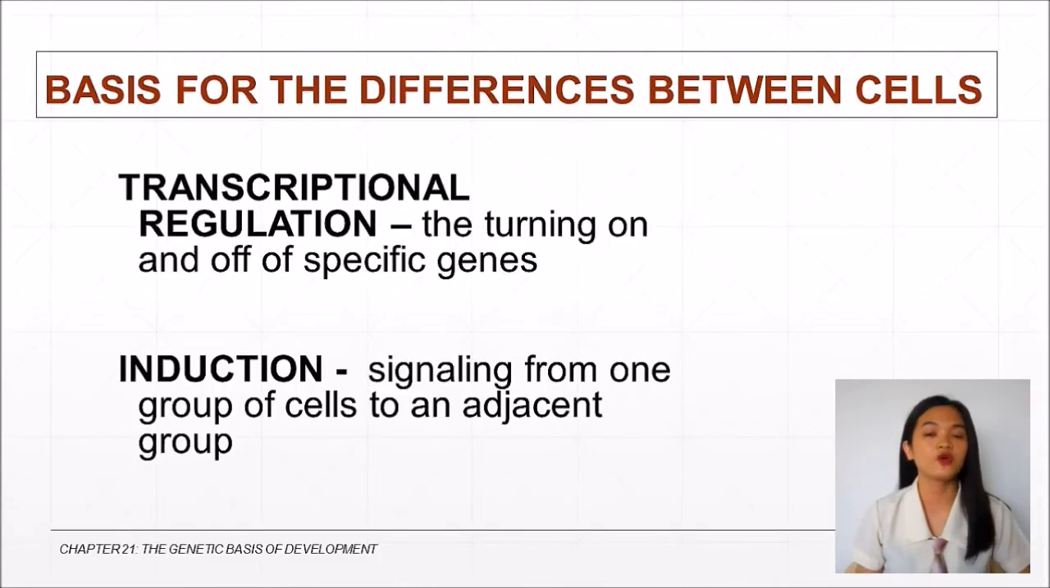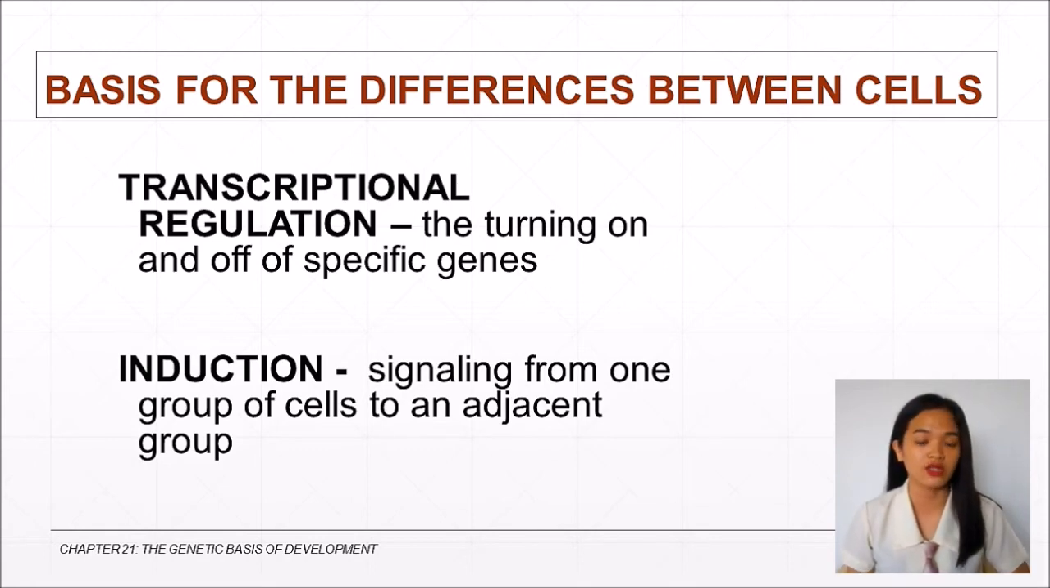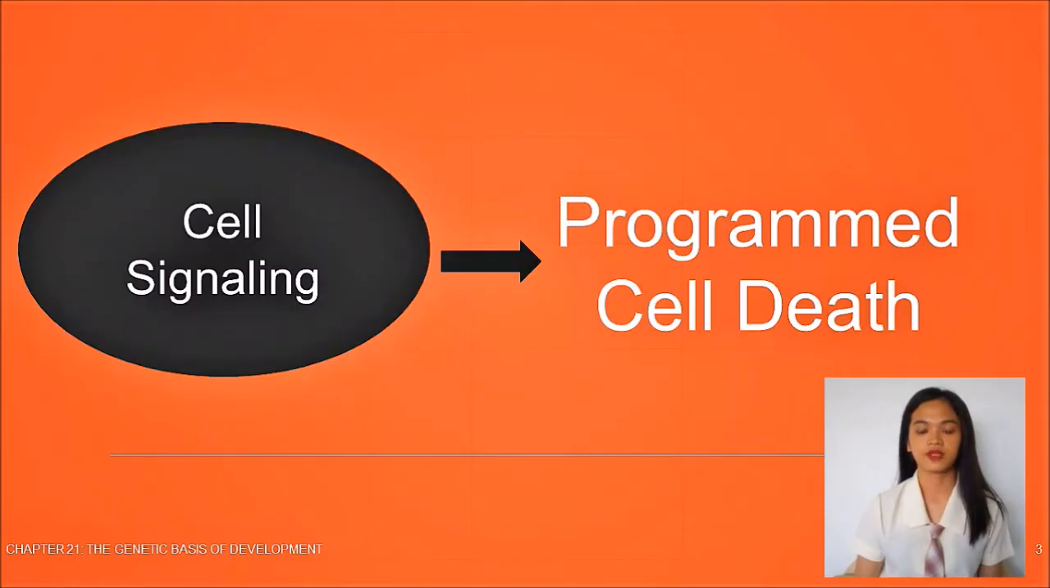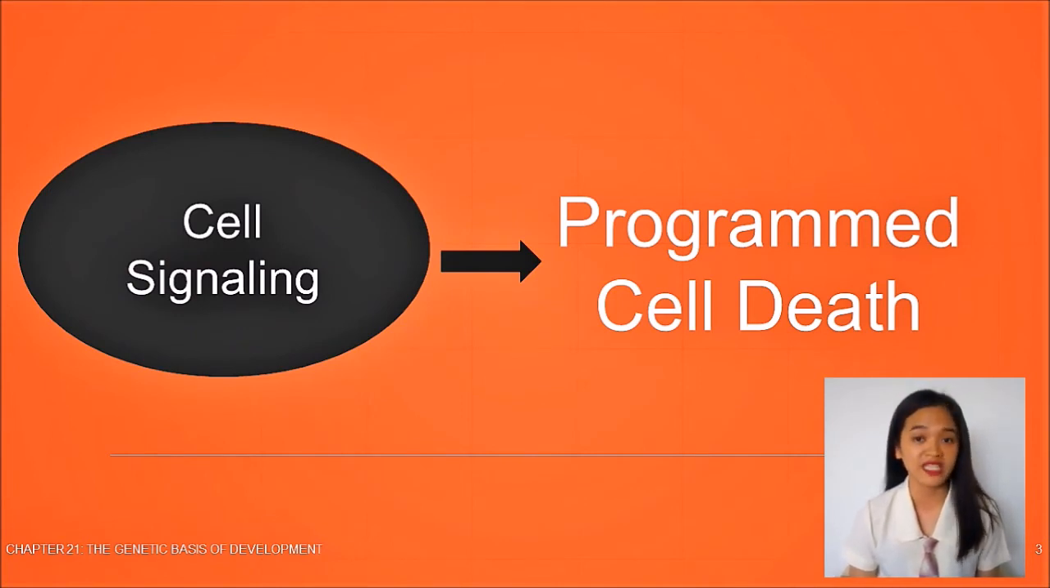As we've seen, the ultimate basis for the differences between cells is transcriptional regulation, which is the turning on and off of specific genes. On the other hand, it is induction, the signaling from one group of cells to the other, that brings about differentiation. In some cases, cell signaling also leads to the programmed death of specific cells, a phenomenon which is also crucial to normal embryonic development.